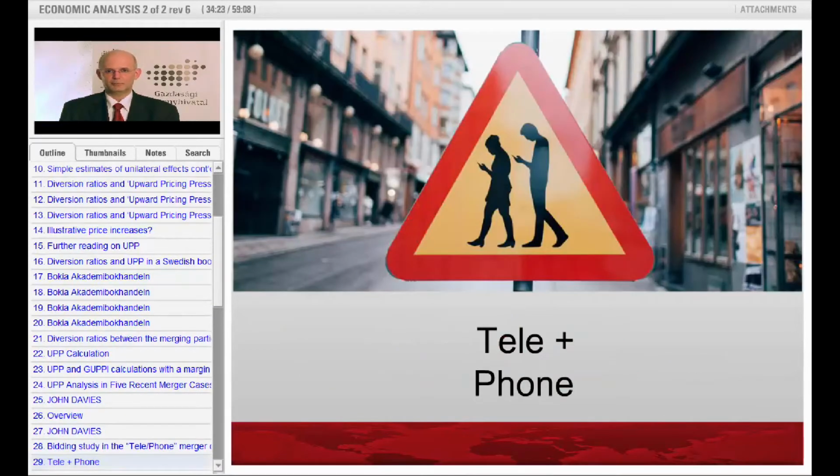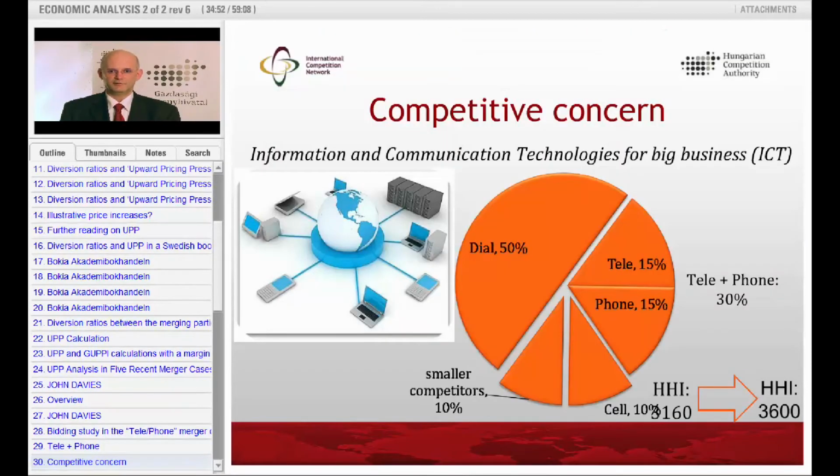The case dealt with a merger between 2 telecoms firms, Tele and Phone. These are not the real names and I have changed the data for reasons of confidentiality, but otherwise the analysis is the same as in the actual case. The merger involved many relevant markets, but competitive concerns emerged regarding only one of them, information and communications technologies for big businesses in Hungary, that is ICT. ICT here is the provision of a range of telecommunication services in one package for large enterprises.